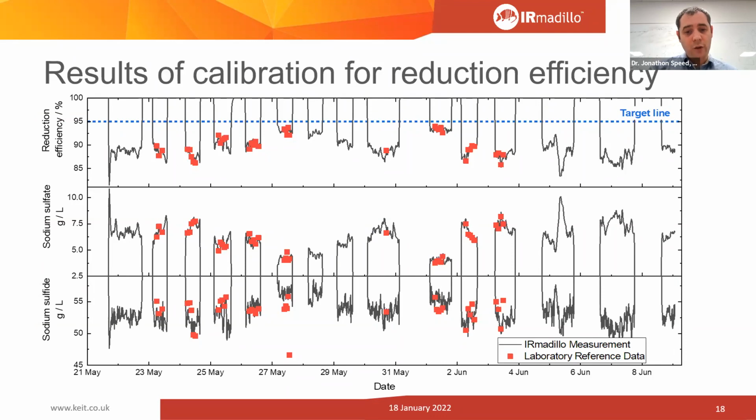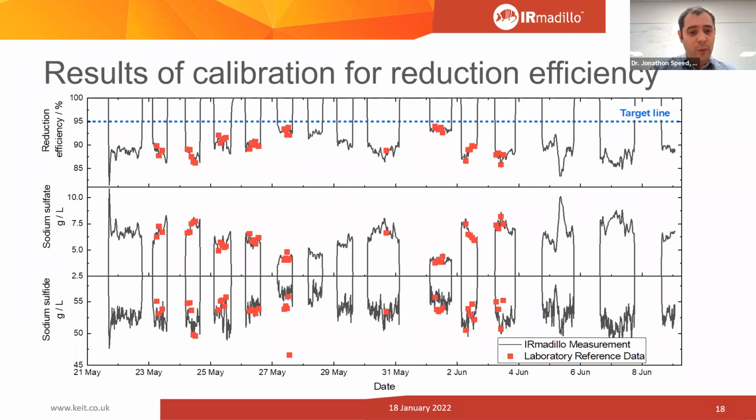The red dots show the laboratory reference data, and the black line shows our measurements. Obviously, you can see that, for example, if we look at the sodium sulfate, the lines periodically drop down. That's when the weak green liquor was in to flush the line. So obviously you should only pay attention to the numbers that are actually on the graph here. But you can see we've got very good correlation there.